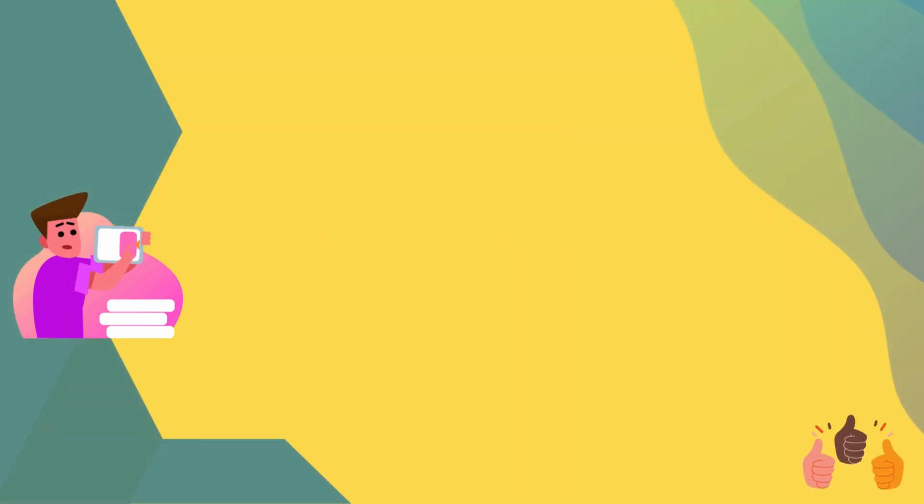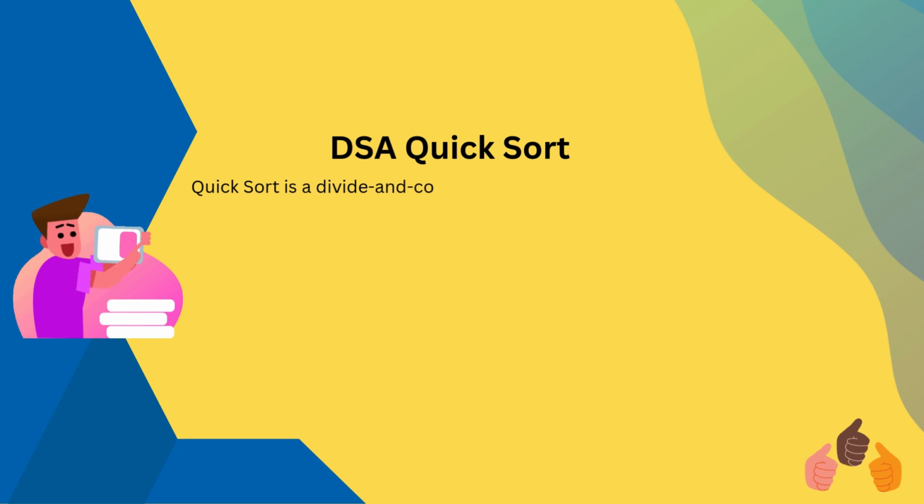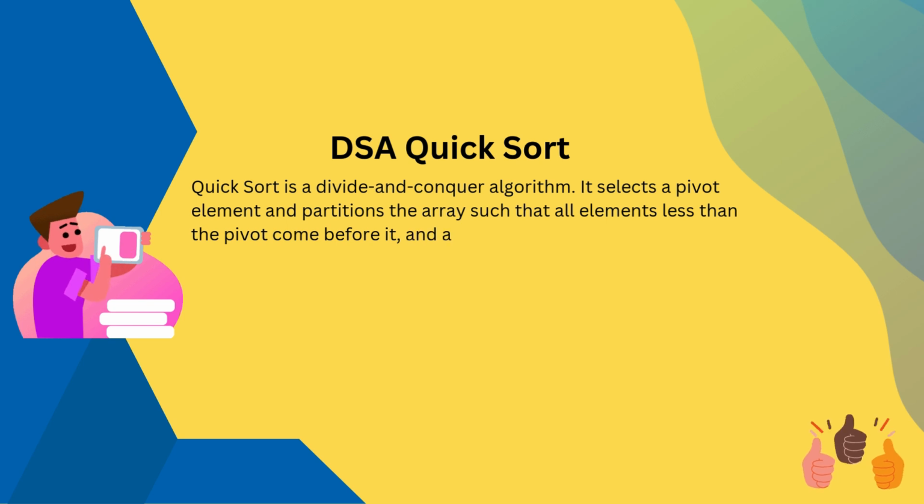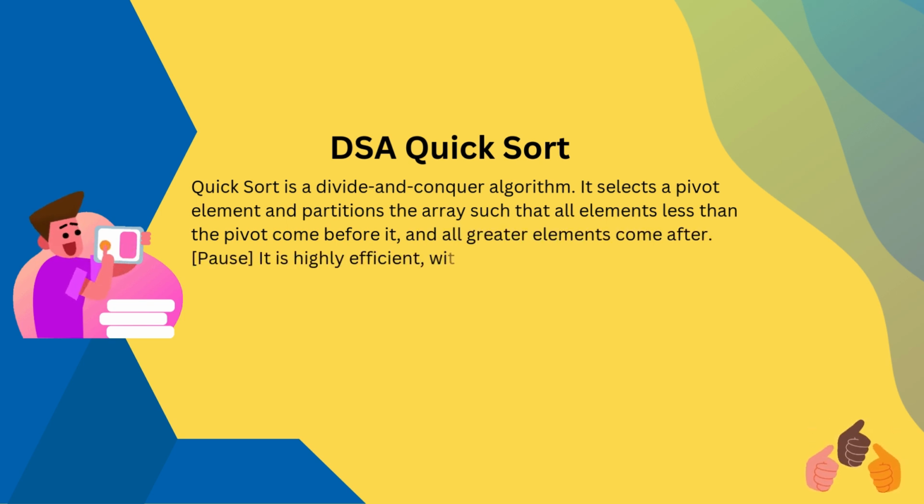DSA quicksort. Quicksort is a divide-and-conquer algorithm. It selects a pivot element and partitions the array such that all elements less than the pivot come before it, and all greater elements come after. It is highly efficient, with an average time complexity of O(n log n).